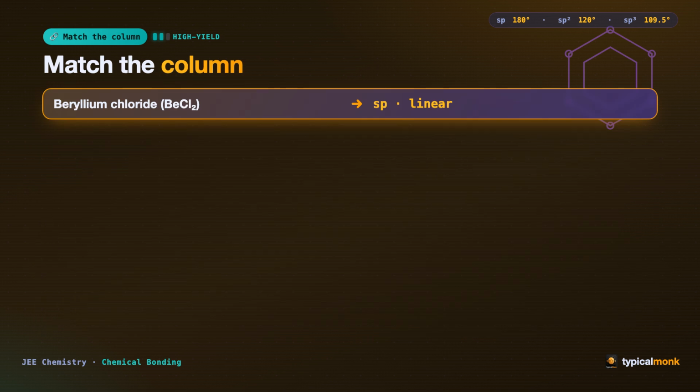A quick match now. Say each answer aloud before I reveal it. Beryllium chloride, sp hybridized, and therefore linear.